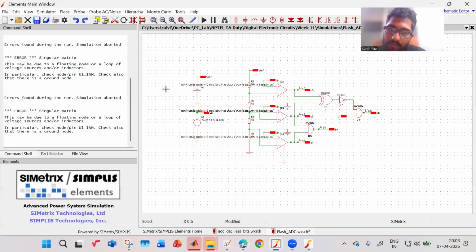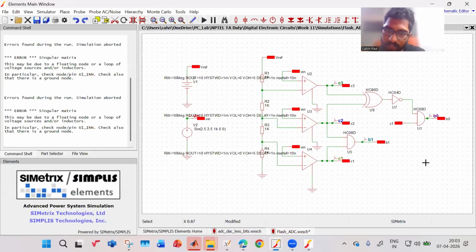I really feel that simulations are very useful to grill the concept into a person, right? You see how the blocks have been made step by step. What is the difference of 1K? You can change it from 1K to 100 ohm or 10K and see what the difference is.